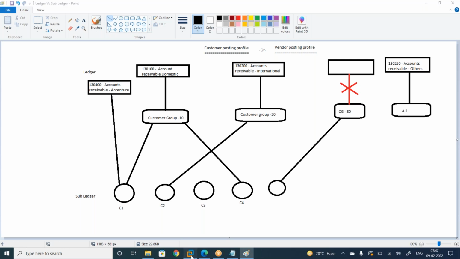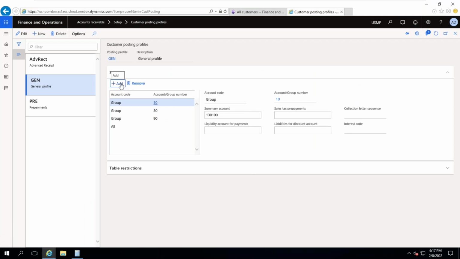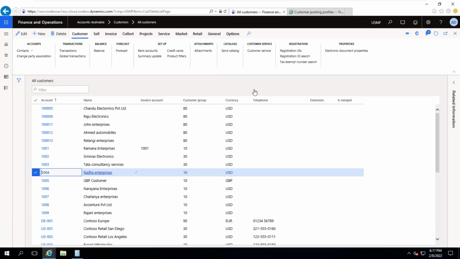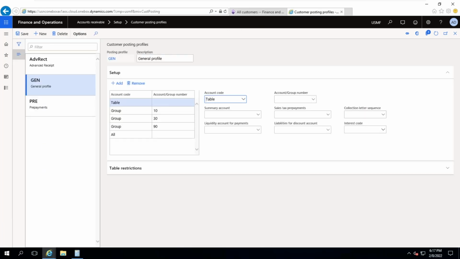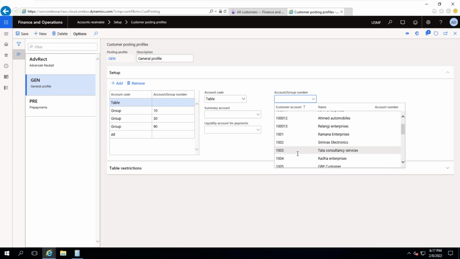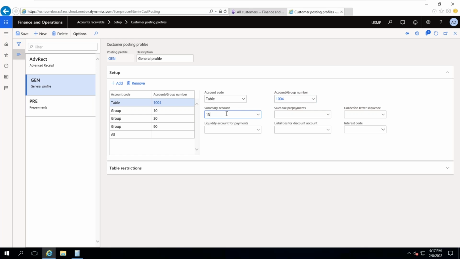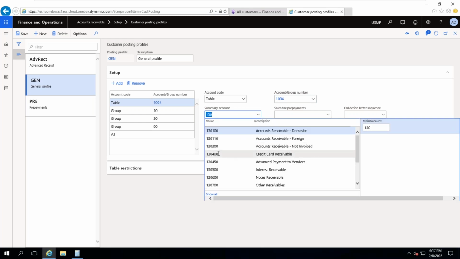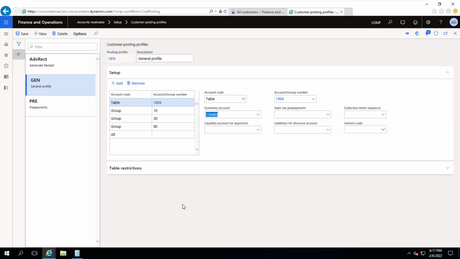Okay, so that means in this I can click on new. Here I can select a table. This, like 1004, account number 1004, customer is linked with 130400 something. So suppose take the example this one, I can map.